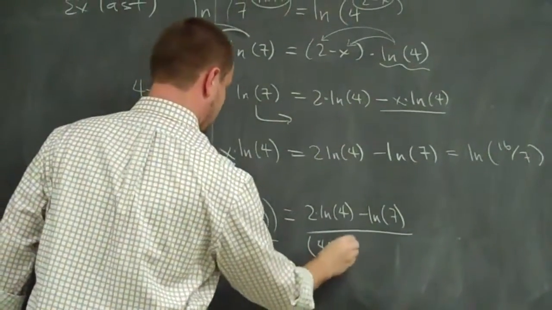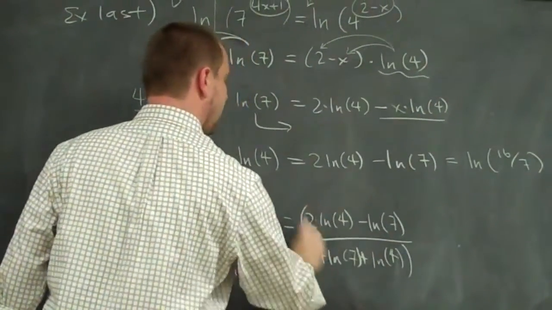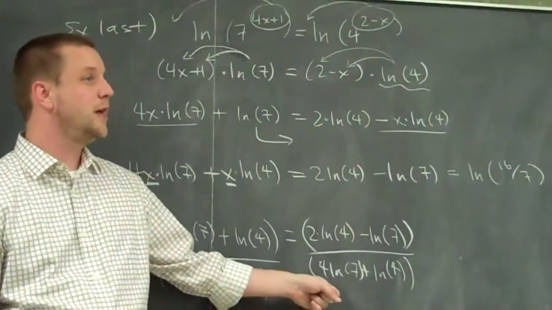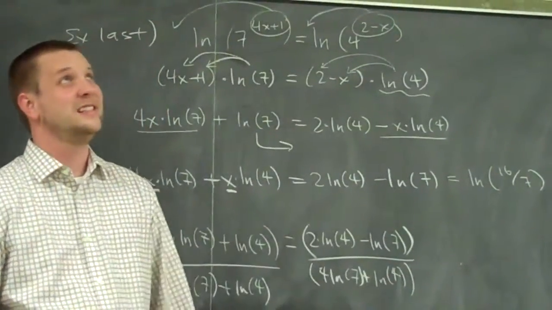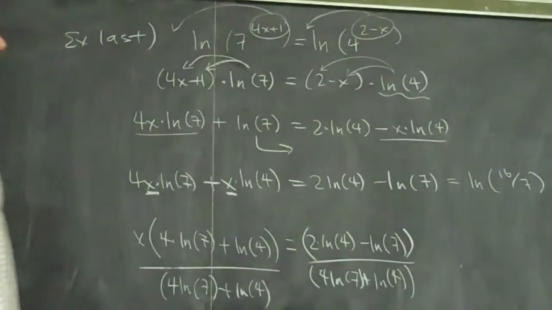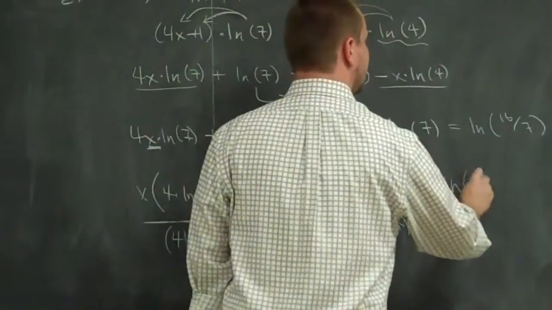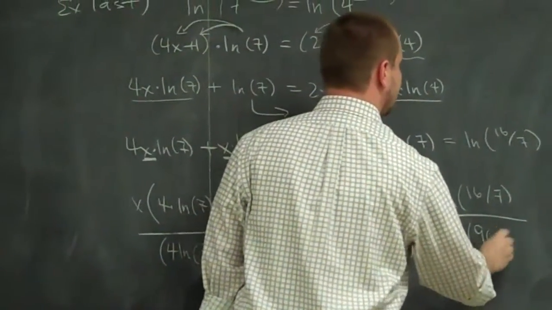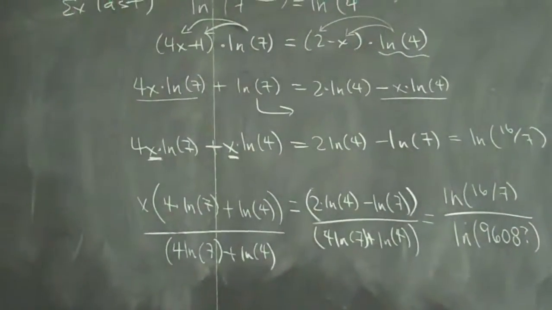If you were to clean up the other side, like you did the 16 over 7, what would your cleanup be? Let's see, 7 to the 4th power is 2,401. And 2,401 times 2 is, I think, 9,600 and... You still just multiply them? Yeah, I think this works out to be the natural log of 16 over 7 divided by the natural log of 9,608. So that's me doing it in my head, so I'm not positive about that number.